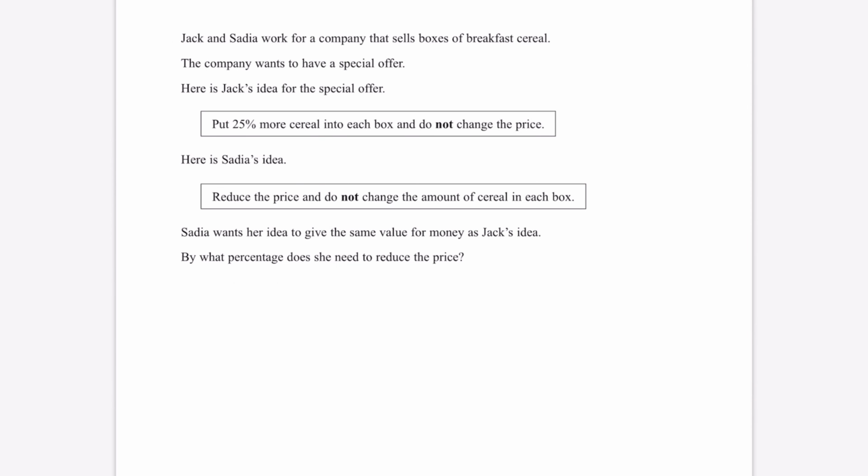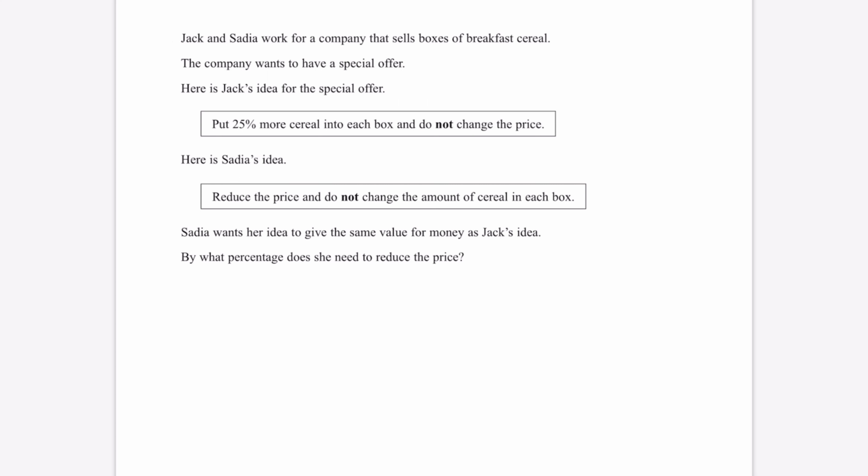Jack and Sadia work for a company that sells boxes of breakfast cereal. The company wants to have a special offer. Here is Jack's idea for the special offer. Put 25% more cereal into each box and do not change the price.